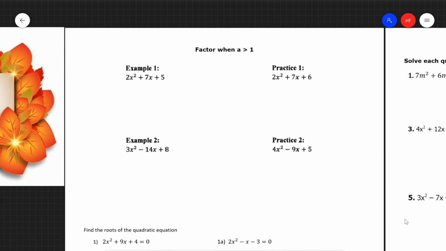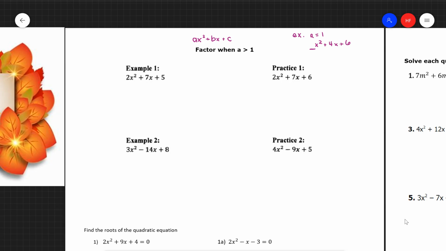So remember our quadratics are ax squared plus bx plus c. So a is greater than 1, meaning it looks like we have a coefficient. If a is 1, it looks like we don't have one. So an example of a equals 1 would be like x squared plus 4x plus 6. Something like that, where we don't necessarily see the coefficient in the front. We know that it is a 1. We have 1x squared.